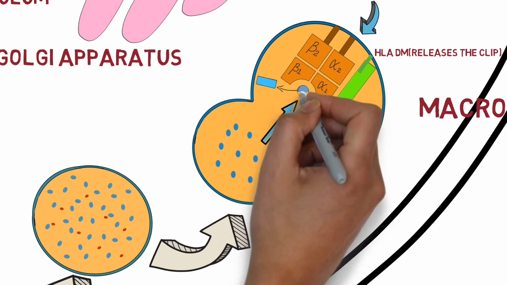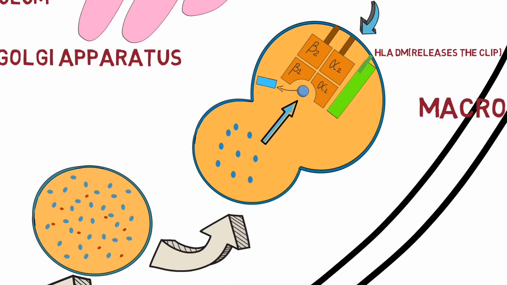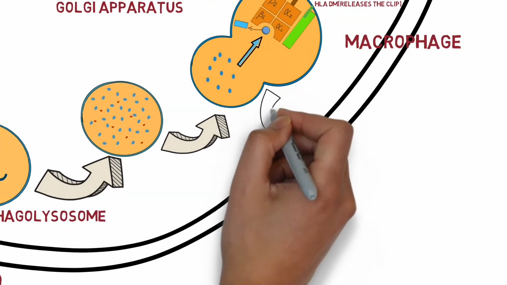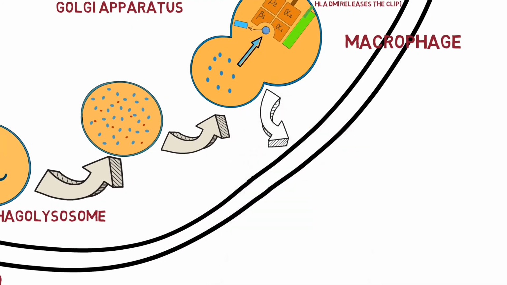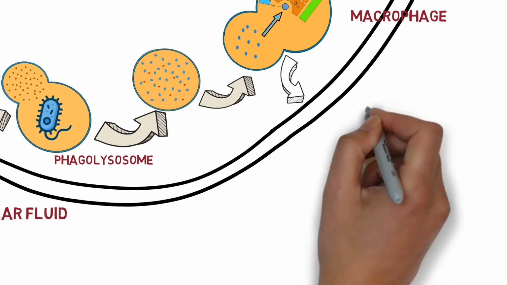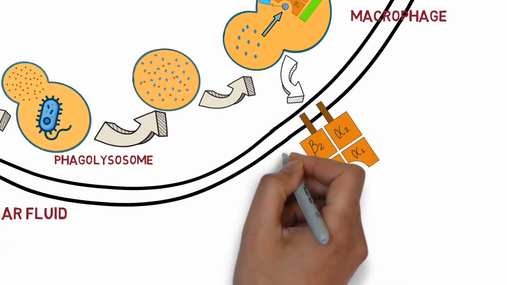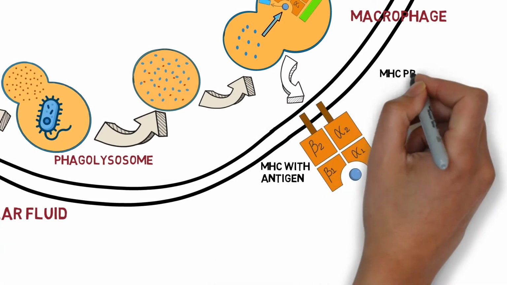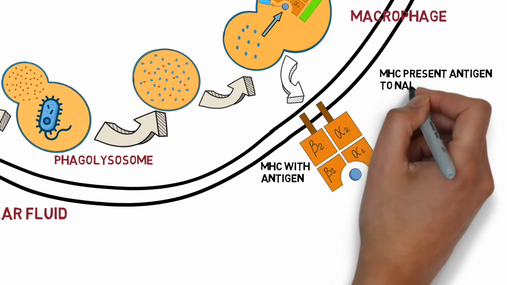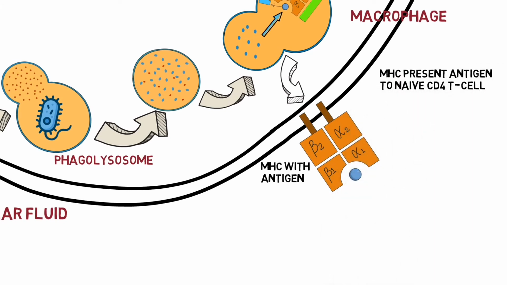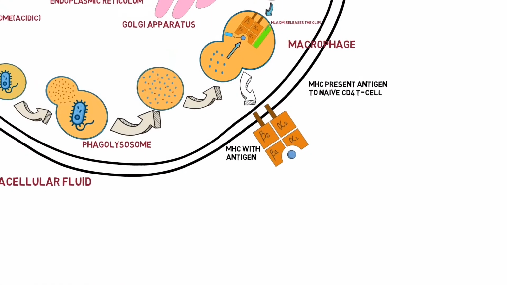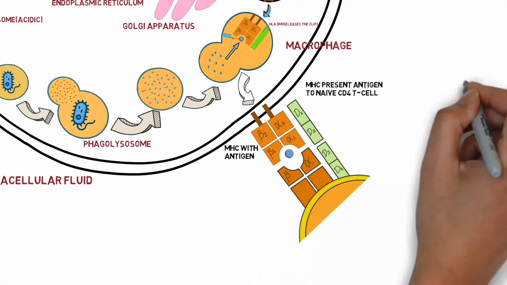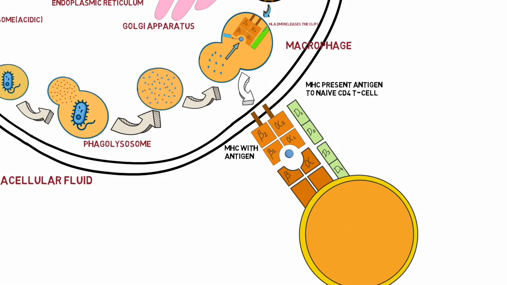After a specific antigen is bound to the MHC class 2, the macrophage or the antigen presenting cell will express it on its cell surface. Now the expressed MHC class 2 molecule will wait for the naive CD4 T-cell. The naive CD4 T-cell is MHC class 2 restricted. That means if the CD4 T-cell has to be activated, it should interact with an MHC class 2 molecule.